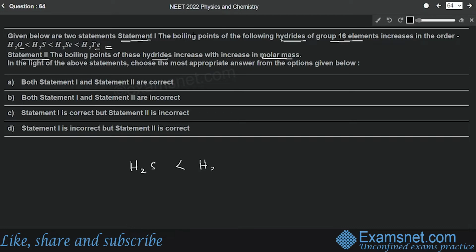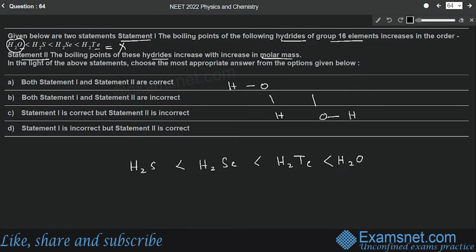Why? Let's see. From hydrogen sulfide to hydrogen telluride, this will be the sequence as mentioned in the question. But here it is given that water is having minimum boiling point, which is not true because water is the exceptional case here and it has the maximum boiling point. So the first statement is incorrect. Now let's see the reason why water has the maximum boiling point. The reason is extensive hydrogen bonding in water molecules.